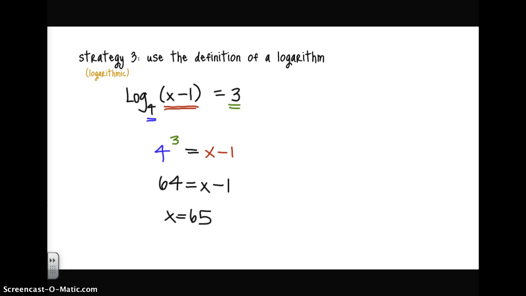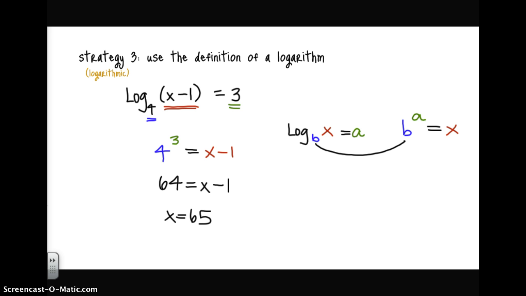And I'm just going to refresh your memory. Log base b of x equals a is the same as b to the a equals x. We've talked about that.